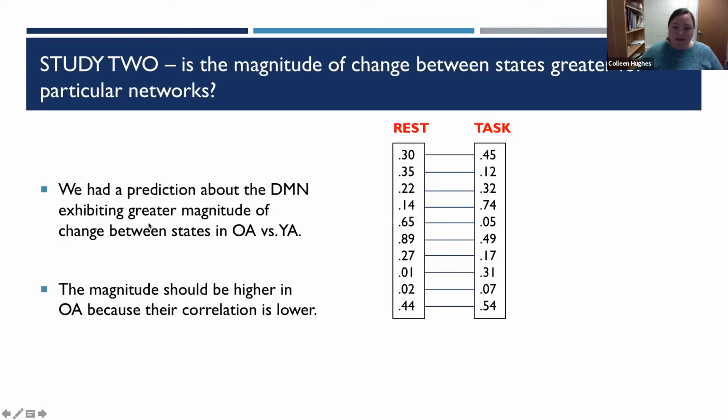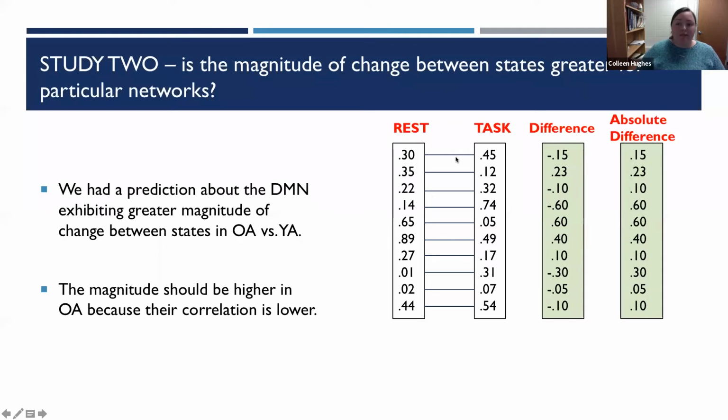The way we tested this was actually to go back to the edge level and look for age differences in the extent of difference between states at the edge level. So we have our rest and task data. These are correlations. We take the difference between rest and task, reflecting the extent of change. And then we simply take the absolute difference. So regardless of whether task is increasing or task is weaker connectivity relative to rest, we're ignoring that at this point, but I'll come back to it.